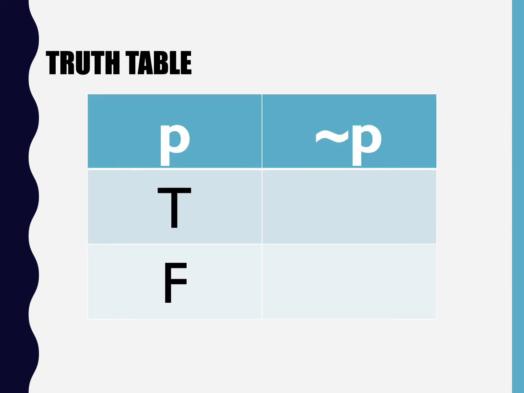Let's look at this example. This is a simple truth table. Let P be a proposition. As discussed in the previous lesson, a proposition can either be true or false. Now, getting the negation of P will give us the following values. If the proposition P is true, then not P is false. And if the proposition P is false, then not P is true.